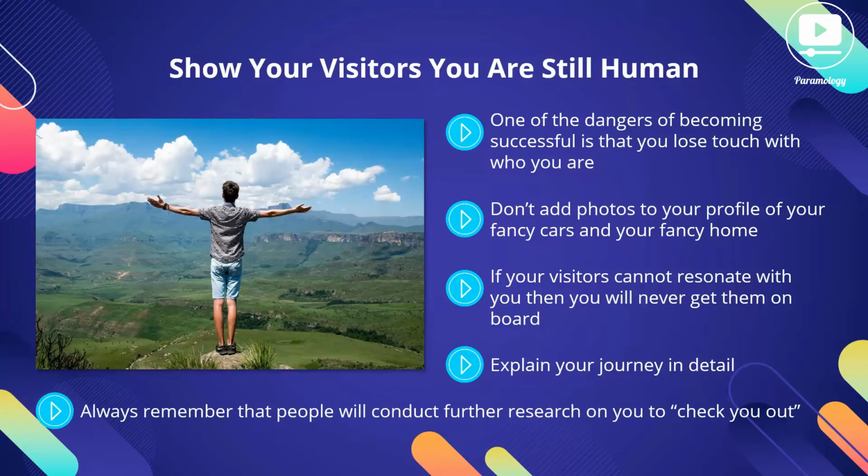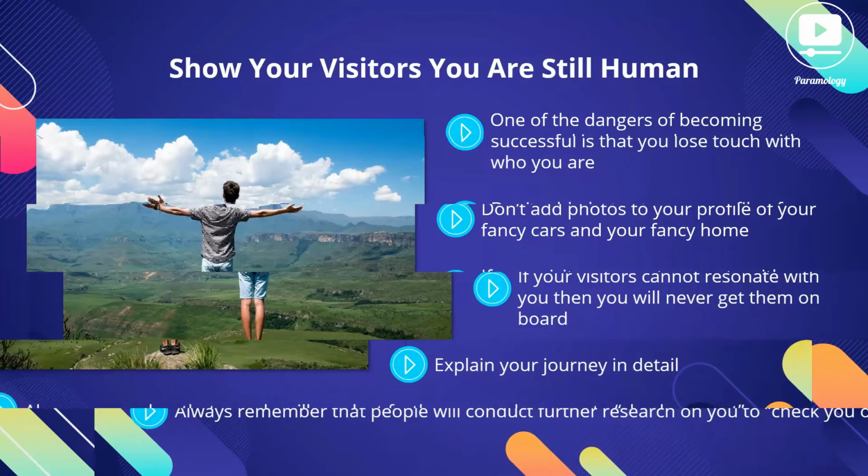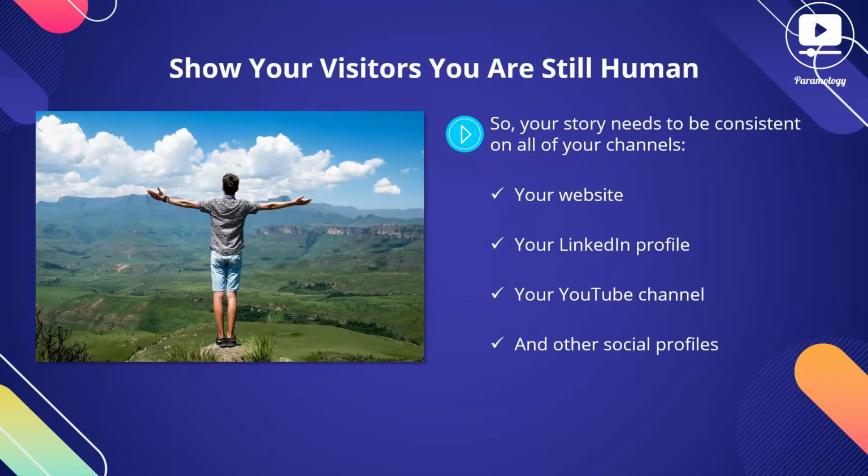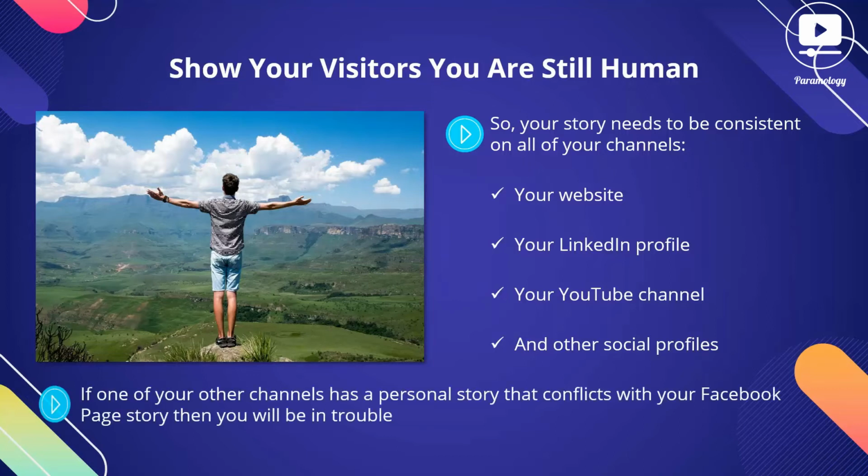Always remember that people will conduct further research on you to check you out. So your story needs to be consistent on all of your channels: your website, your LinkedIn profile, your YouTube channel, and other social profiles. This is a good thing because it shows that the visitor is interested in getting to know you more. They want to be sure that you are the genuine article and not some internet fraudster. So ensure that there is consistency in all of your public profiles. If one of your other channels has a personal story that conflicts with your Facebook page story, then you will be in trouble. So take the time to check everything out and make any necessary changes. Your personal story really is critical to your influencer success, so it needs to be good and consistent.